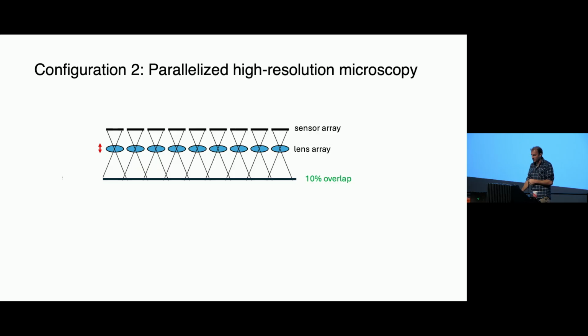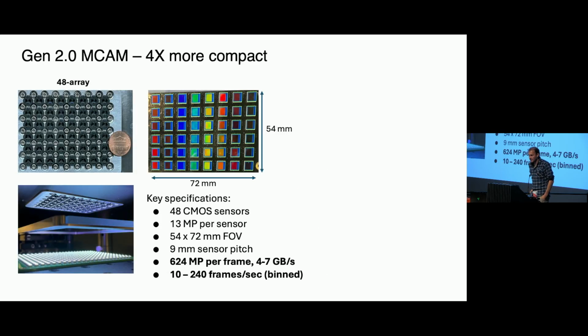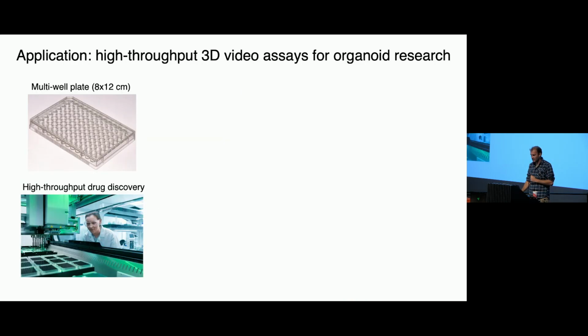Okay, so another configuration we can image in is zooming in more so the fields of view don't overlap, and then you just have a bunch of microscopes imaging in parallel effectively. So our Gen 2 design was more compact. We squeezed more image sensors into a smaller area, so roughly the size of a credit card. We have 48 microscopes, and we can put 2 of those together to make a 96 array. And then these are kind of modular systems. We had one upstairs demoing yesterday, if some of you saw it. And so we have a bunch of these lying around. I'm happy to share. If you're interested in grabbing one of these modular arrays, just let me know. I'm happy to chat about that.